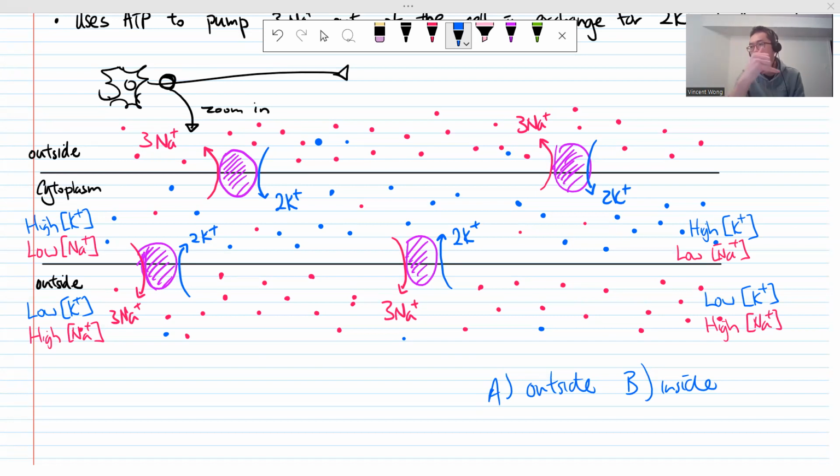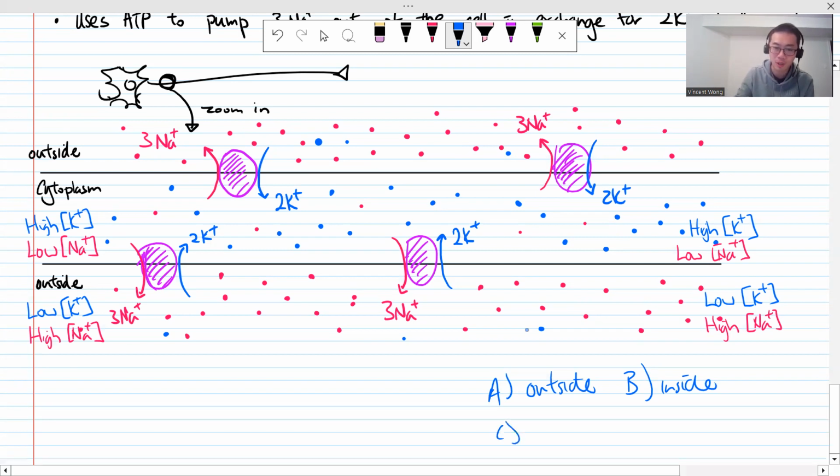Which side is more positive? I have a question, Professor. Once the sodium goes out, it comes back in through those turbines. No, you're confusing it with the H plus stuff in the mitochondria. This is not that. It's okay to not know here. Okay, I'll throw in a third option: not sure.